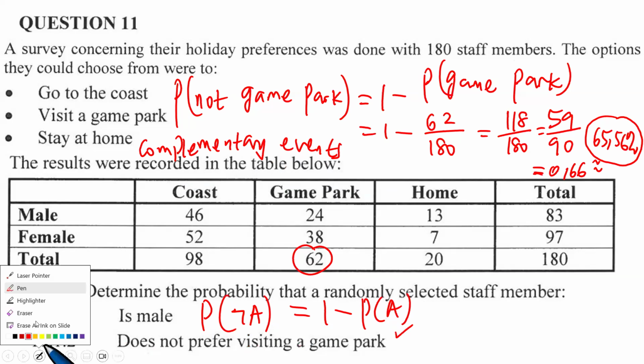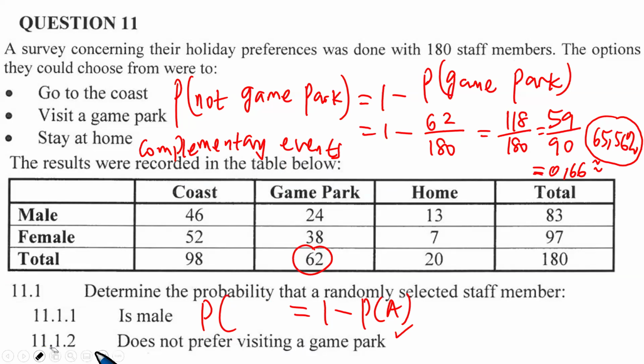In the same way, normally we use the notation like this. We say that the probability of A complement. What is the probability of A complement? It is 1 minus the probability of A.